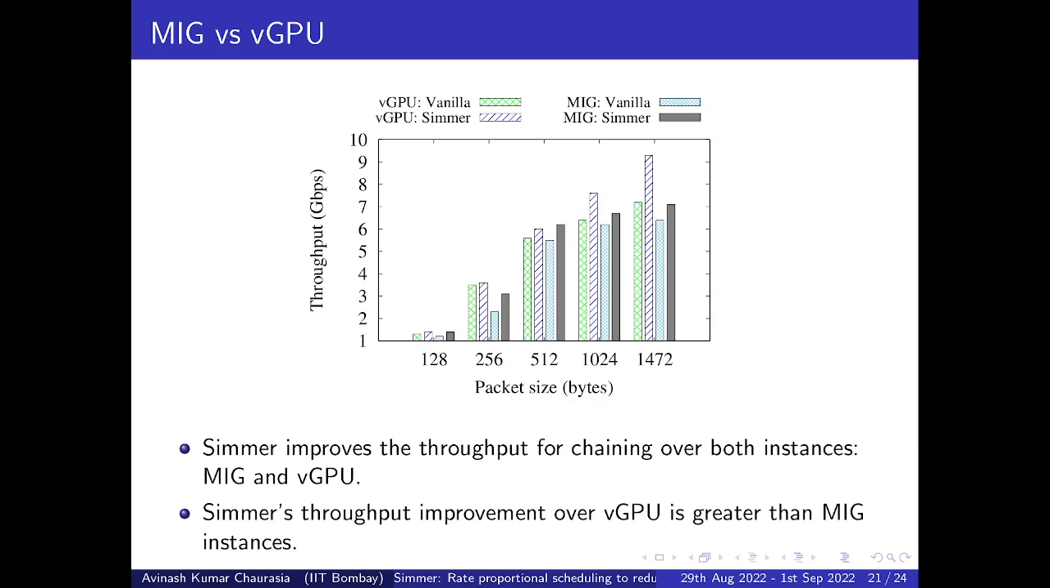Since MIG is a newer technology in the hardware-assisted virtualization domain, we deployed simmer on MIG as well to understand the service function chain performance on MIG. Though simmer improves the throughput in MIG mode as well, the performance gain is lower in MIG compared to vGPUs. In MIG, performance improvement is observed only due to the reduced packet drops, whereas in vGPU mode, both reduced packet drops and better GPU core utilization contribute towards the performance gain.